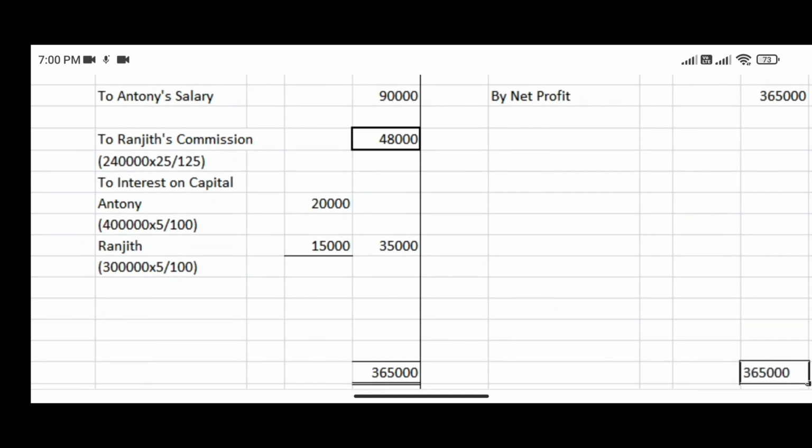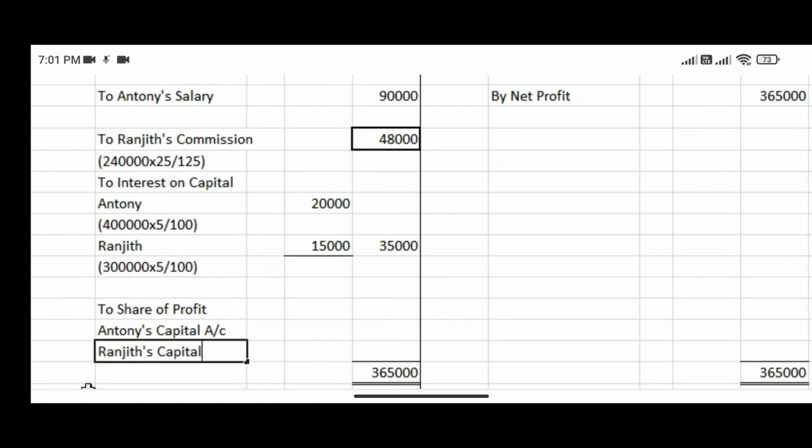Our least side is the debit side. So there you're going to record the share of profit. So to share of profit. The share of profit is going to be divided among Anthony and Ranjit. So Anthony's capital account and Ranjit's capital account. Now we are going to divide this in the ratio which is given in the problem.